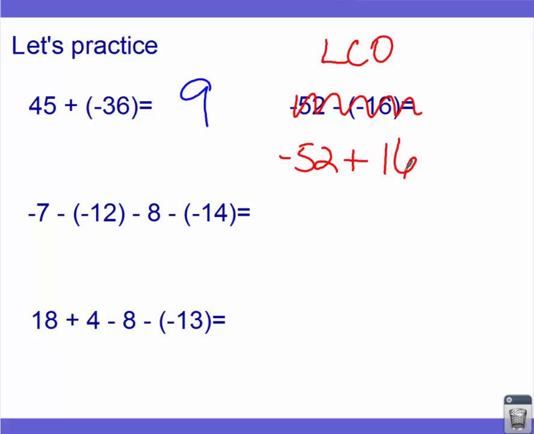So our signs are different, so we now subtract. So we do 52, take away 16. Well, 52 take away 10 is 42. Take away 6 more is 36. Now, who's got more? The 52 has more, so it's a negative 36.